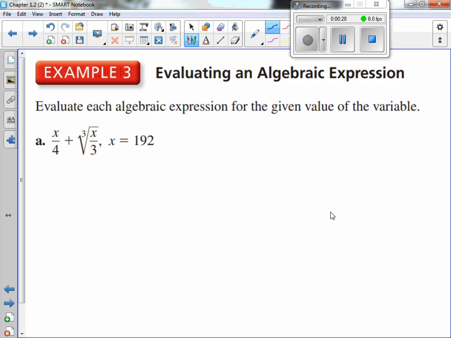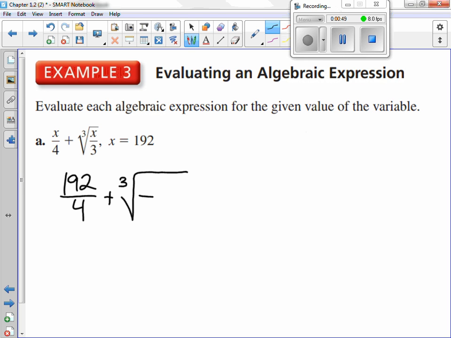Now, it told us x is equal to 192. This is similar to what we did on Tuesday and Wednesday, where we plugged the value in. So we're going to plug 192 in for x. So we're going to have 192 over 4 plus the cubed root of 192 over 3. So we're just plugging 192 in.